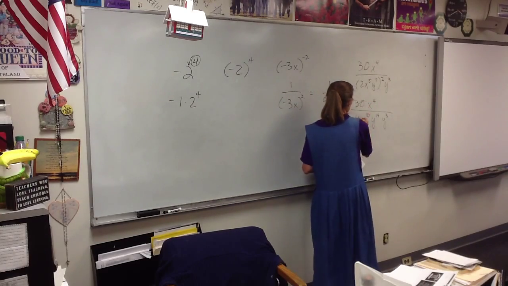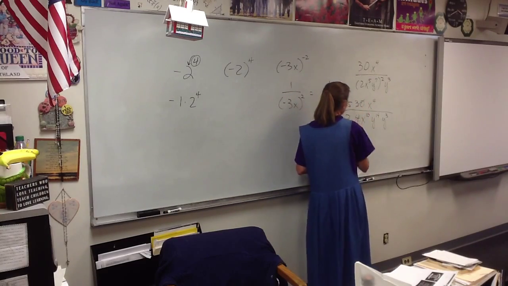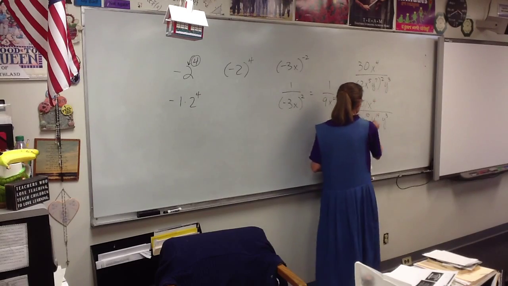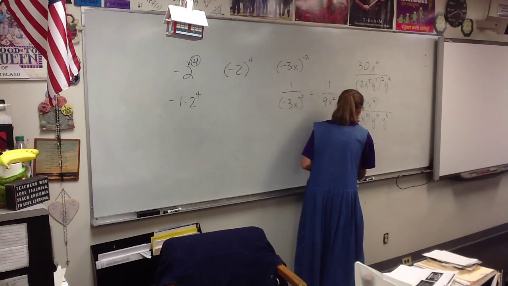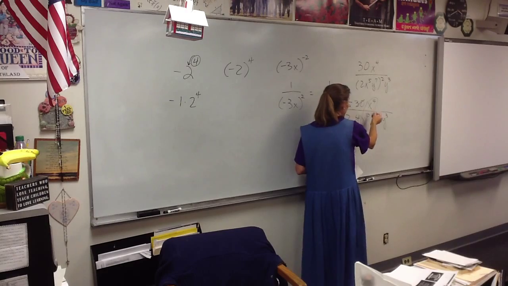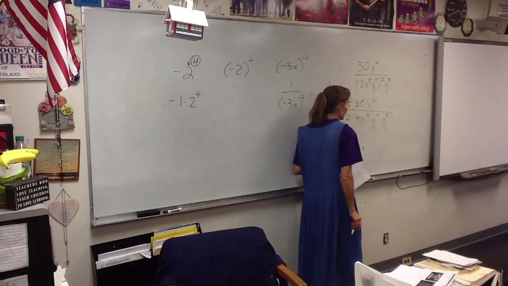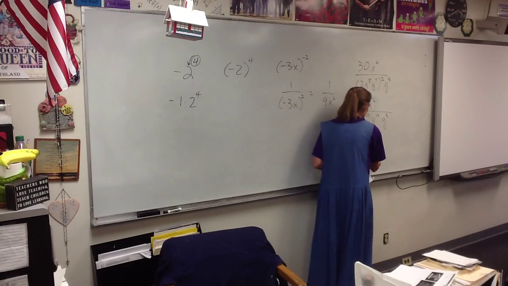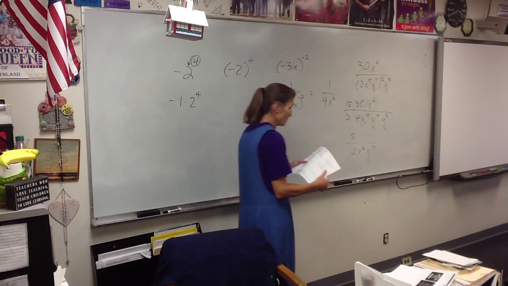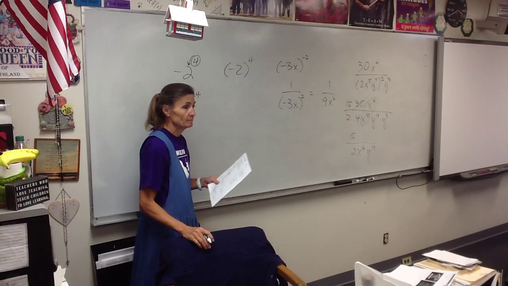30 over 4, that reduces to 15 halves. Now, what happens to the x's? Well, I got 4 of them on the top and 10 of them on the bottom, so that puts 6 on the bottom. And I already have 17 of those on the bottom. There's the answer to that one. Any question about that?